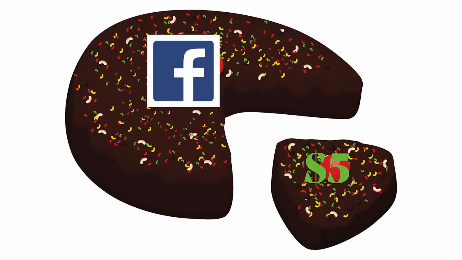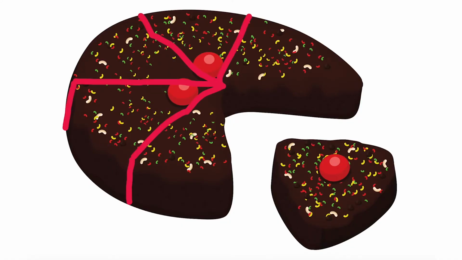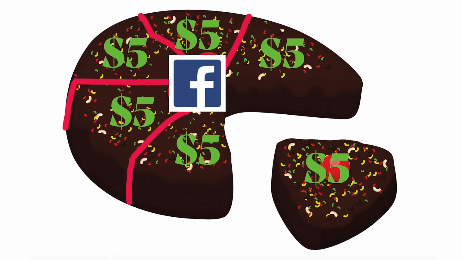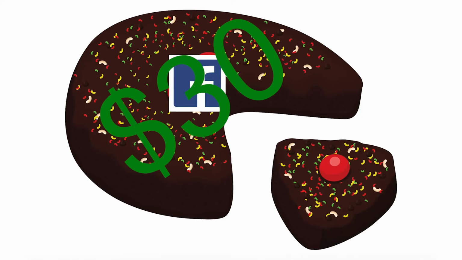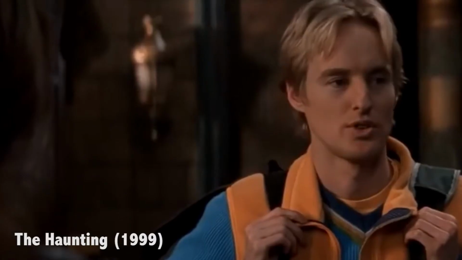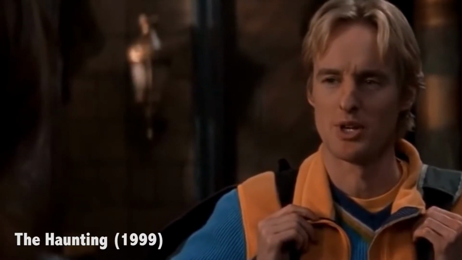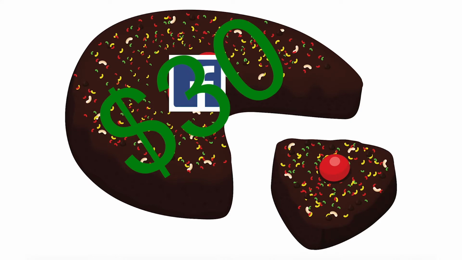So out of that whole cake, let's say we have a total of 6 slices altogether. And since each slice is $5, the total amount comes to $30. Quick math, 5 times 6 equals 30. So the whole cake, or Facebook, has a market cap of $30. That's what Facebook is worth in this scenario.